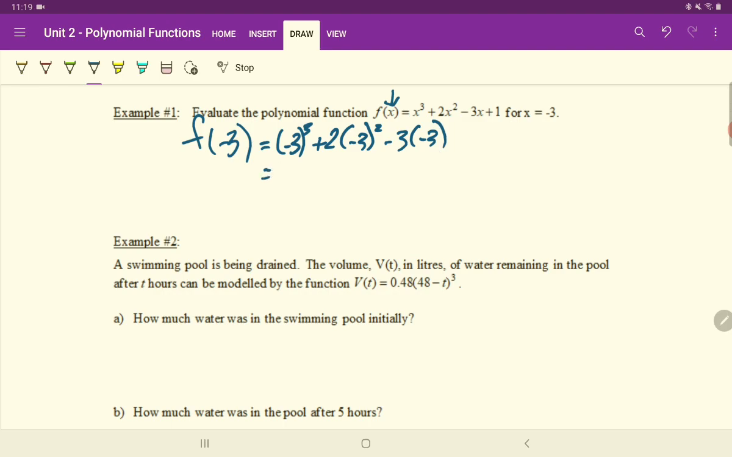Okay, so negative 3 cubed is negative 27. Plus, and I'll write out all my steps. So I'll keep the 2 where it is. I'm not going to do any multiplying yet. I'm just going to figure out negative 3 squared, which is positive 9. So it's 2 times positive 9. Okay, and I'll just rewrite the rest so that I do all my multiplication in the same line. But you definitely don't need to do that. So 2 times 9 is 18.